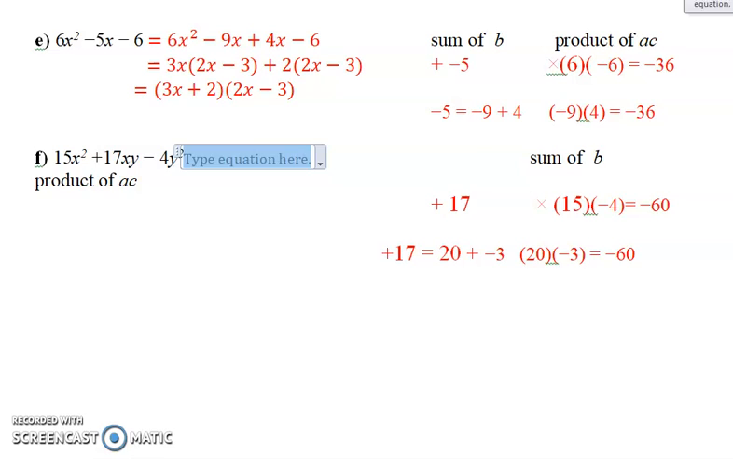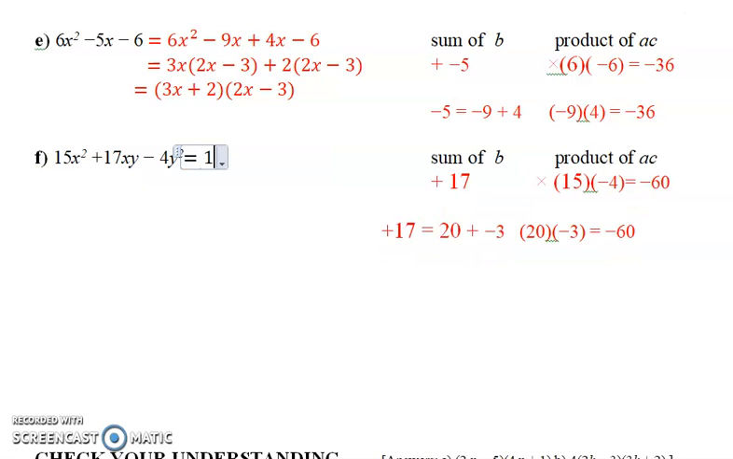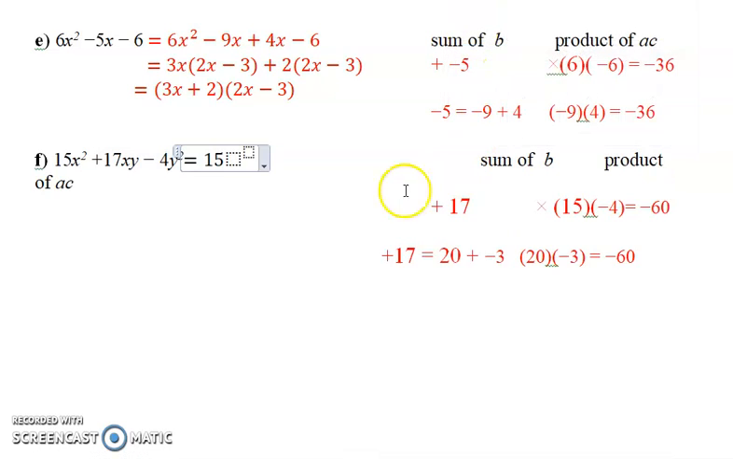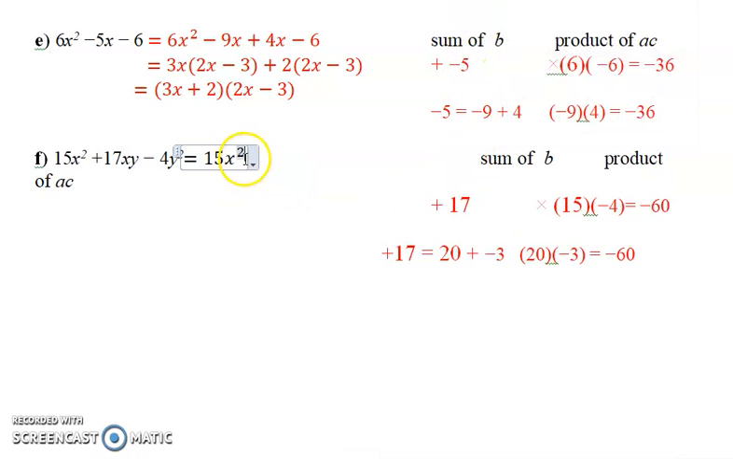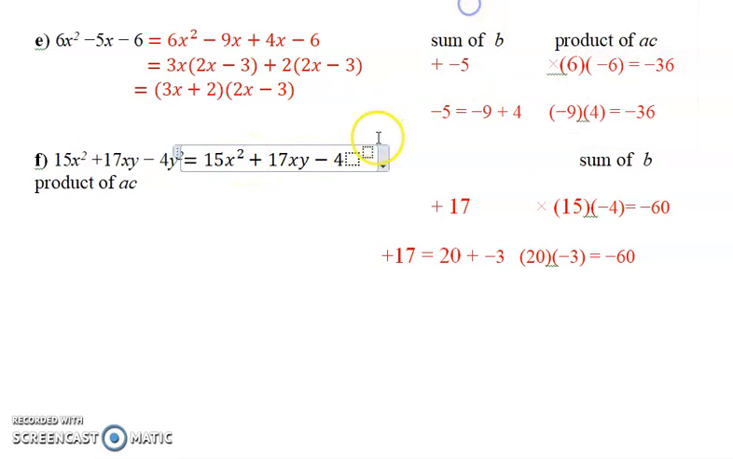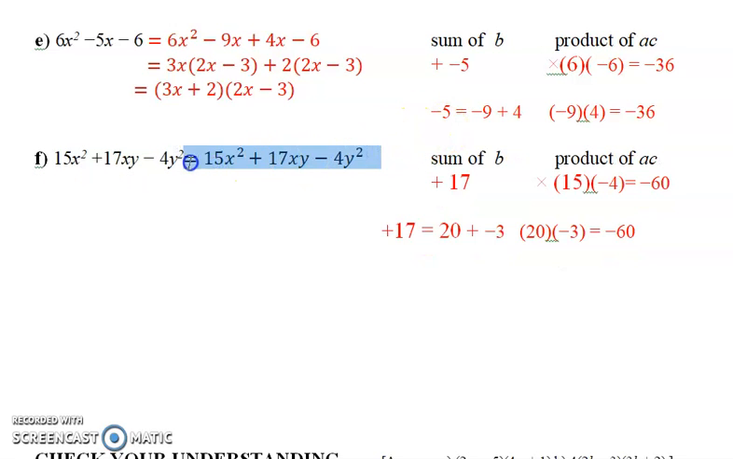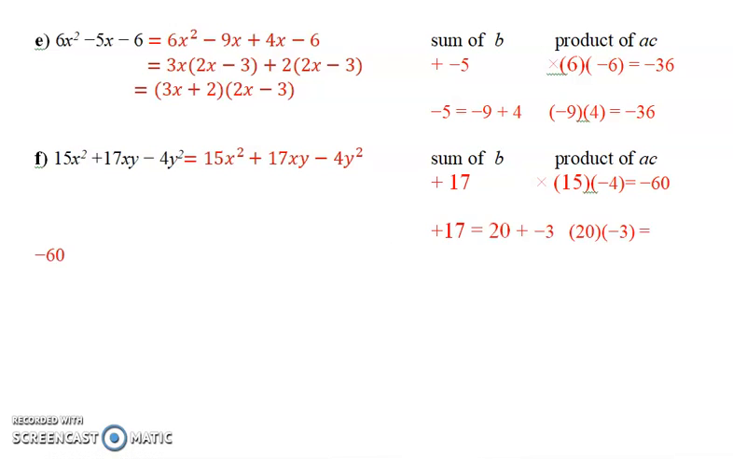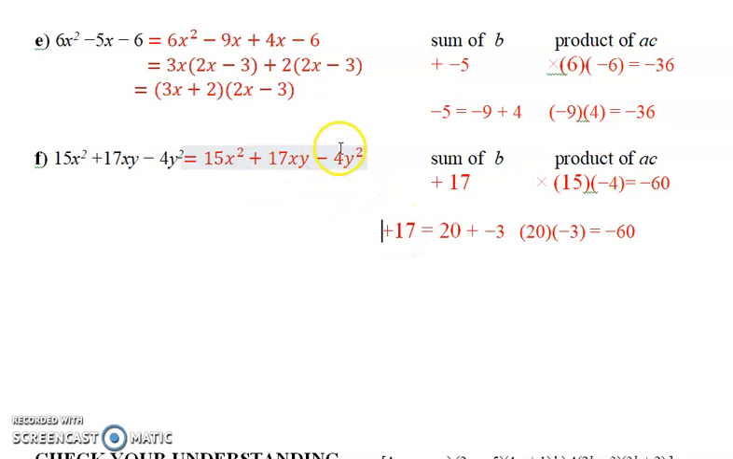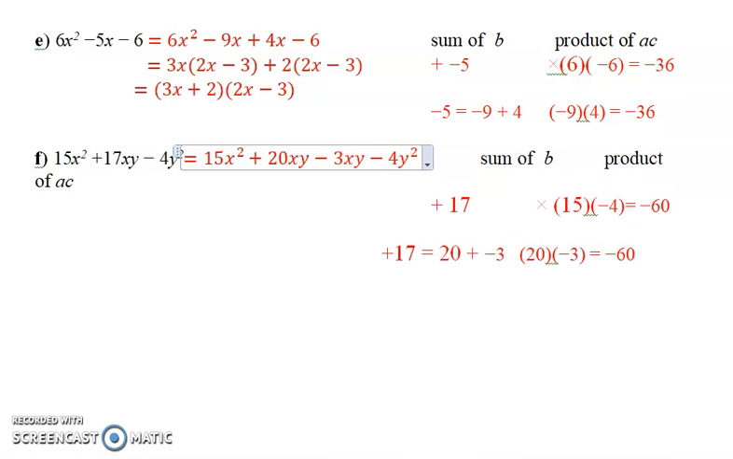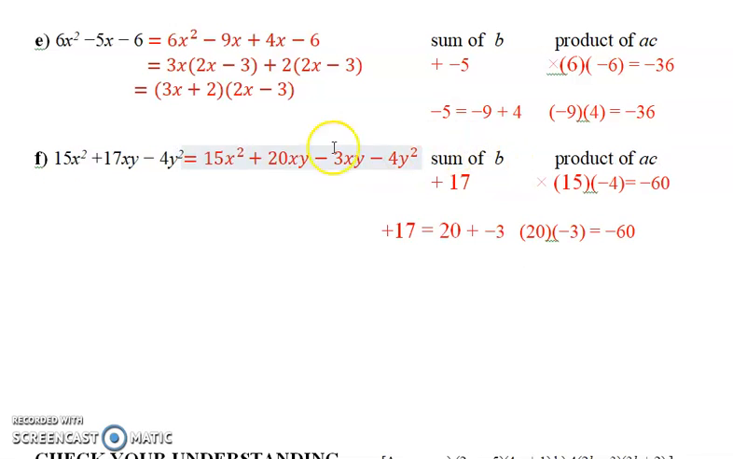So it's going to be equals 15x squared plus 17xy minus 4y squared, and we're going to break up the 17 into 20 and 3. 20 and minus 3, sorry. So it's going to be 20xy minus 3xy, and again the order is not going to matter. You can do it in any order you wish.